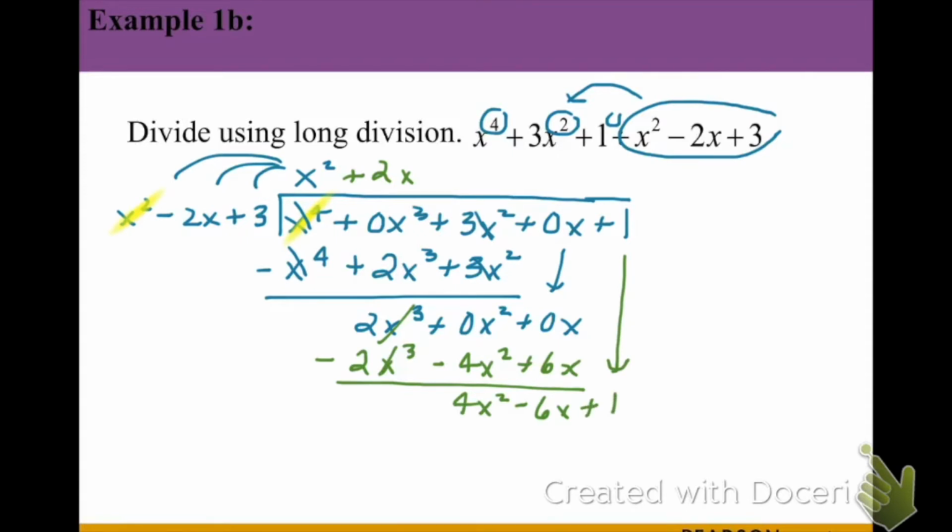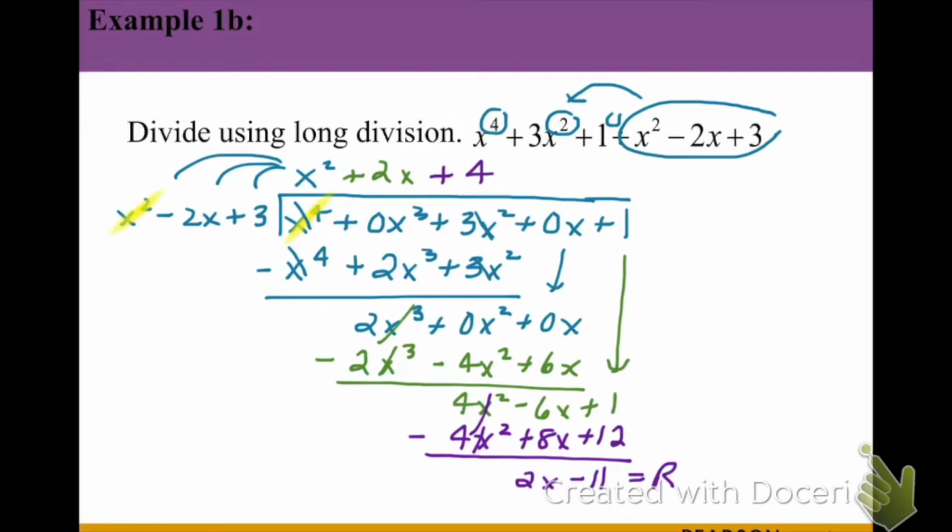And so then finally, we're going to go one more time. We need to think about how do we get from x squared to 4x squared. Well, in this case, we're going to multiply by 4. We go ahead and distribute that 4 to all three of our terms. We'll get a 4x squared minus 8x plus 12, leaving us with a 2x minus 11. This right here is going to be our remainder.